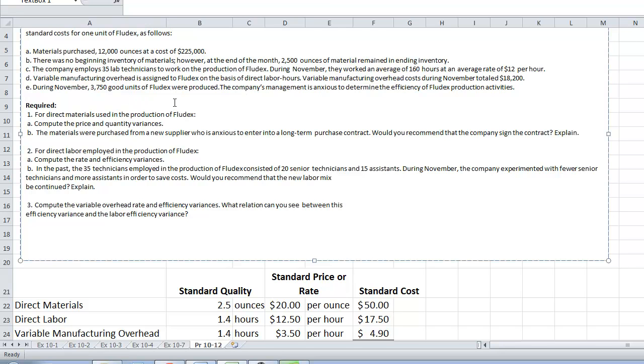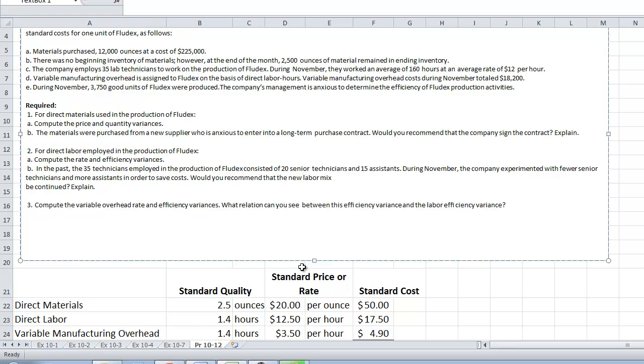Required: for direct materials used in production, compute the price and quantity variances. The materials were purchased from a new supplier who is anxious to enter a long-term purchase contract. Would you recommend that the company sign this contract? Explain. Then we must do direct labor, and then compute the variable manufacturing overhead rate and efficiency variances.